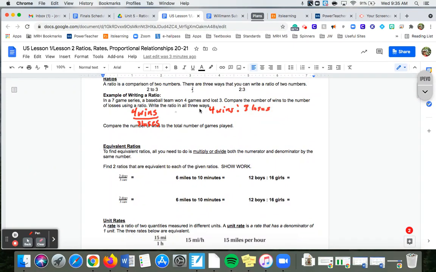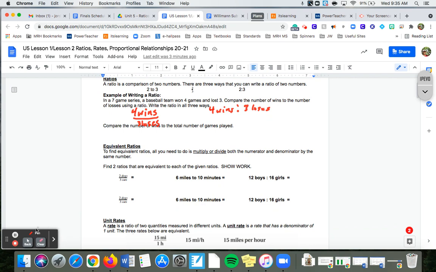Again, it's a comparison of two different quantities, two different numbers. So we're comparing the 4 wins to the 3 losses. You could then finish this part off, because there's one more that is missing here: comparing the number of wins to the total number of games played, which that information is also given up here.